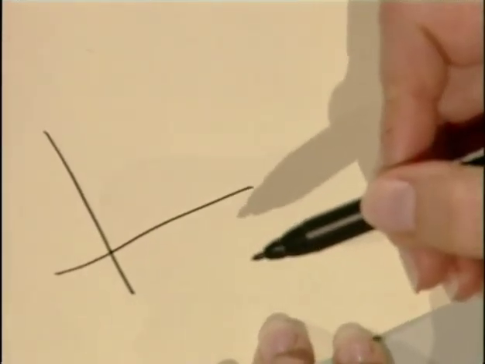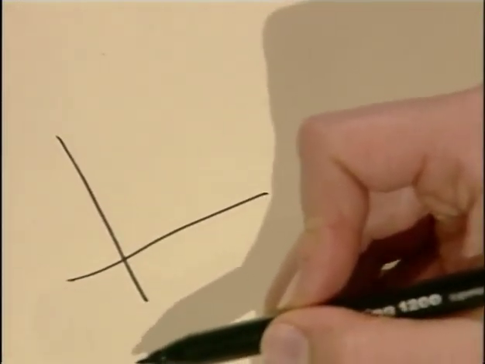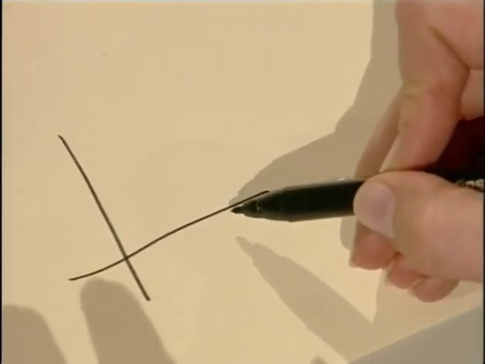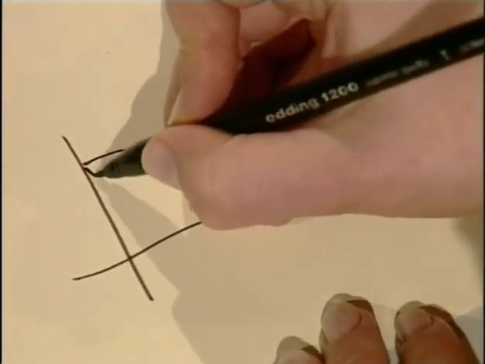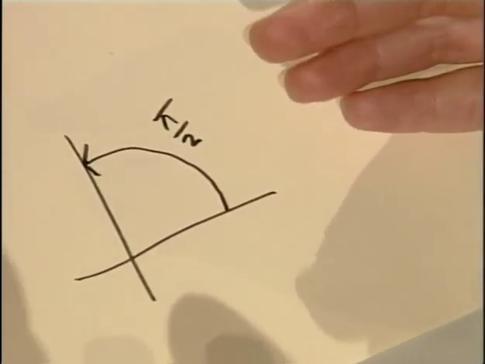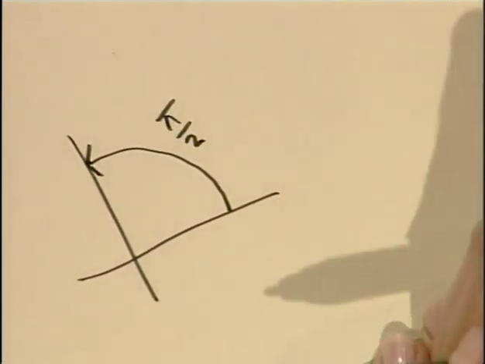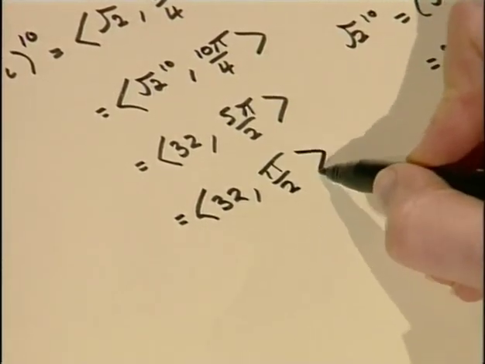Now, can I simplify that 5 pi by 2 any further? Well, let's have a look at it on a simple diagram. 5 pi by 2 is just 4 pi by 2 plus another pi over 2. Well, 4 pi by 2 is 2 pi, which gives me one complete cycle of 360 degrees. In other words, it brings me back to where I was before. So plus the pi by 2, that means 5 pi by 2 gives me the same angle as pi by 2. So I can rewrite this as modulus 32 and angle pi by 2.